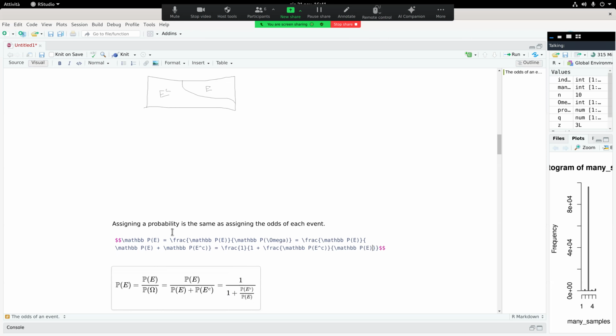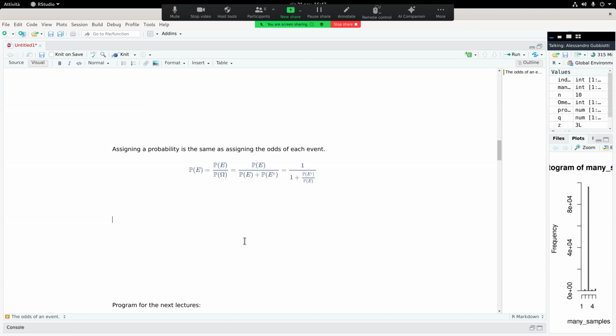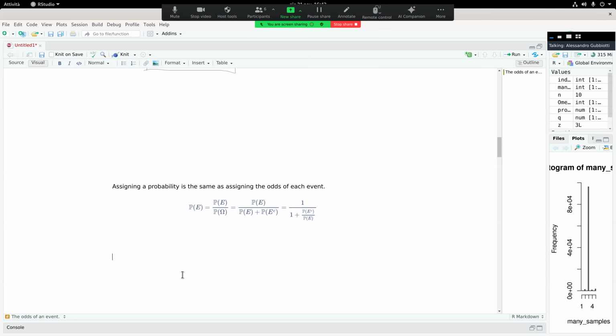So you have this chain of equalities. Now, on the right-hand side, you have the odds of E, and on the left-hand side, you have the probability. So assigning the odds is the same as assigning the probabilities. There is no conceptual difference. They are the same thing, but with two different perspectives. So these are the odds.